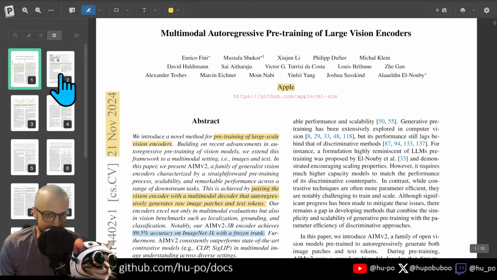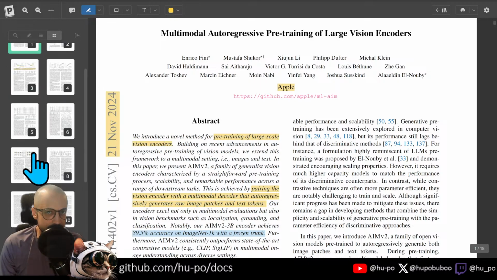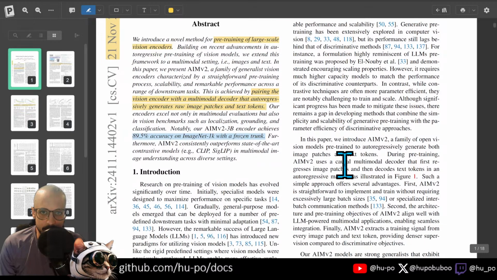So encoder takes your image and turns it into some vector that represents the content of that image, and then the decoder can take that vector that represents the content of an image and blow it back up into an image, right? It's doing it in patches, so it's a little bit more intricate than that, but that's the high-level idea. And they have here, it achieves 89.5% accuracy on ImageNet 1K with a frozen trunk.